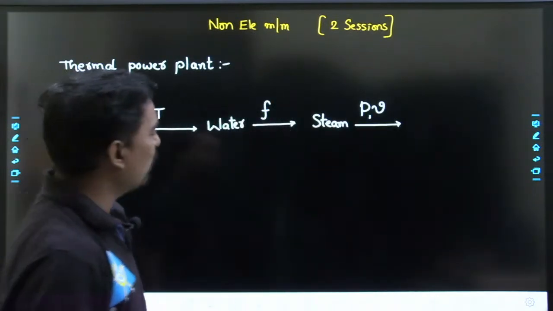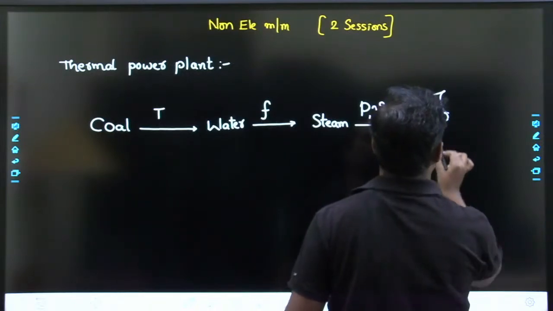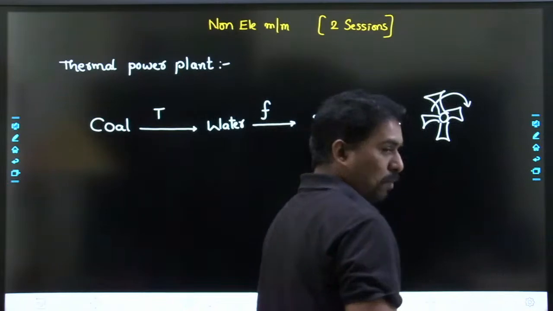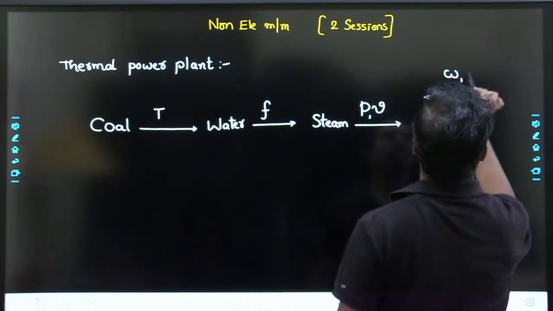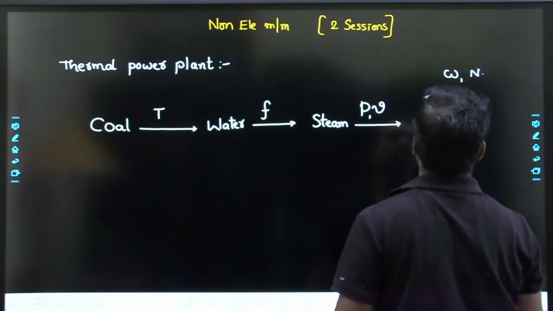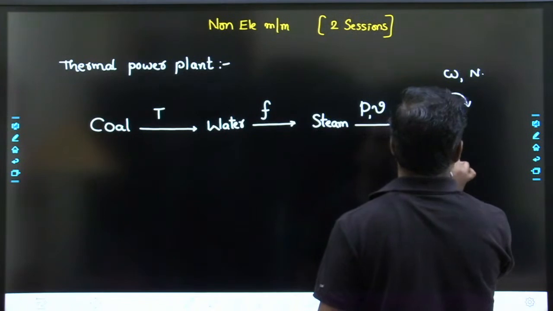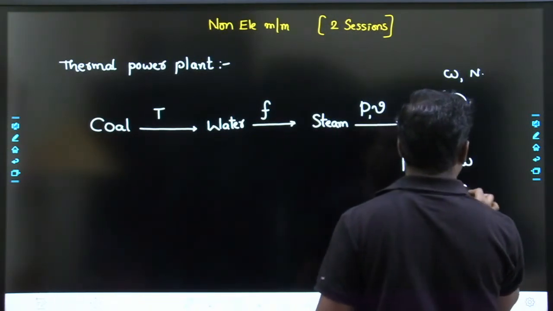This pressure and velocity is going to hit the turbine. When it hits, the turbine is going to rotate. When the turbine rotates, there is an angular velocity and the speed of rotation, omega, N. Then comes your electrical power. Am I right or not? Power is equal to torque into omega, where omega is equal to 2 pi N by 60.